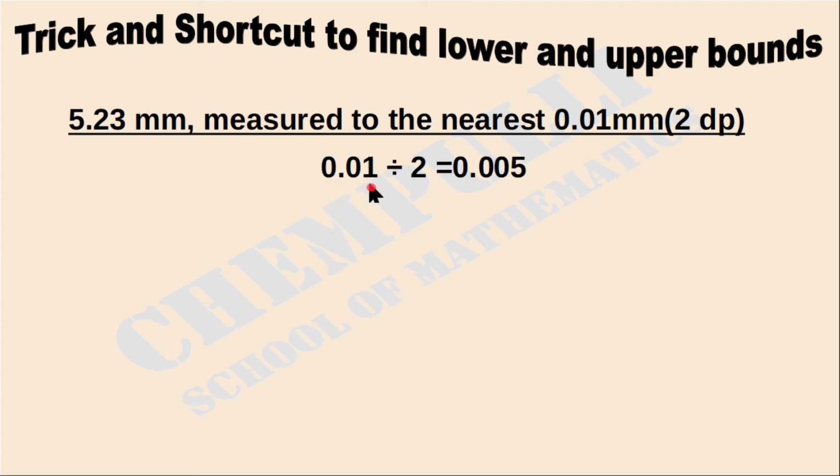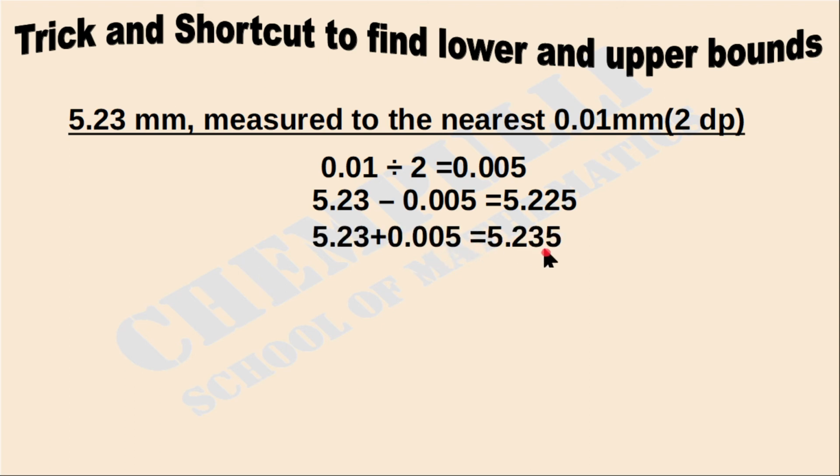That means we can write it like this: 0.01 divided by 2. Then we will get the answer 0.005. Then subtract to find the lower bound and add to find the upper bound. Then we can write it as an inequality like this: 5.225 less than or equal to x less than 5.235. Okay, that means the question: 5.23 millimeter measured to the nearest 0.01 millimeter, or they can ask it like this: nearest 2 dp. In that case, use the number 0.01. First find the half of that 0.01, then subtract to find the lower bound, add to find the upper bound, then write an inequality like this.